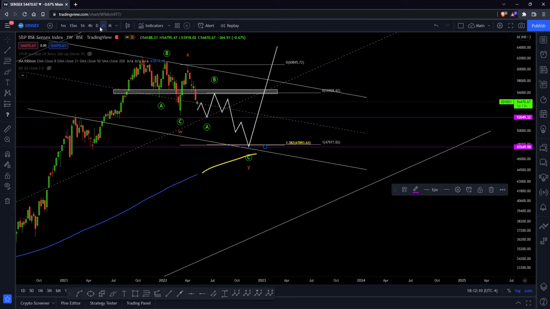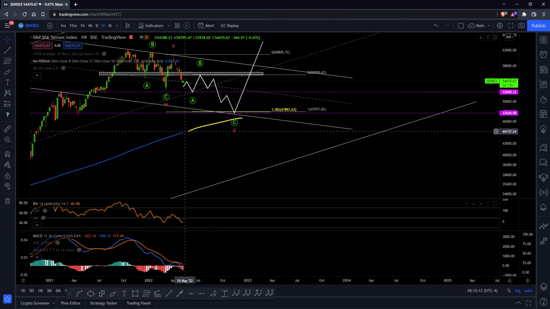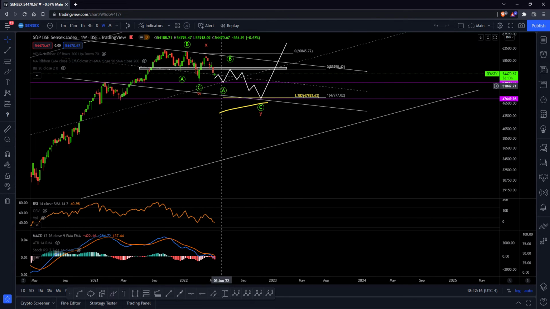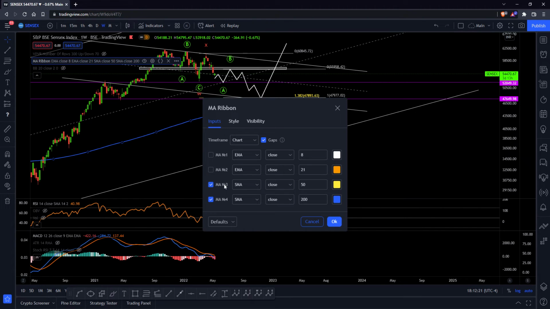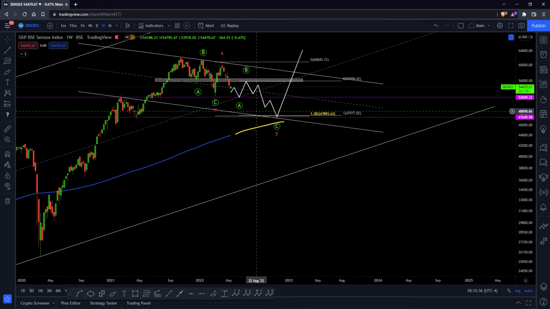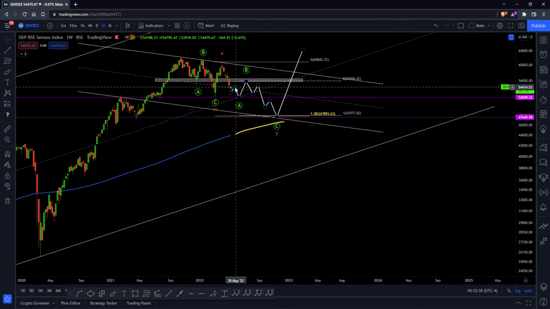I don't see any divergence on the weekly, so I'm assuming the trend is still going to go up. Let's take a look at MA50. Yeah, it just broke MA50, and we haven't seen any retest of the MA50. So I'm assuming the trend is still down, and I'm not really thinking this is going to bounce all the way back. So for a moment, let's think it's going to do some kind of A wave here.